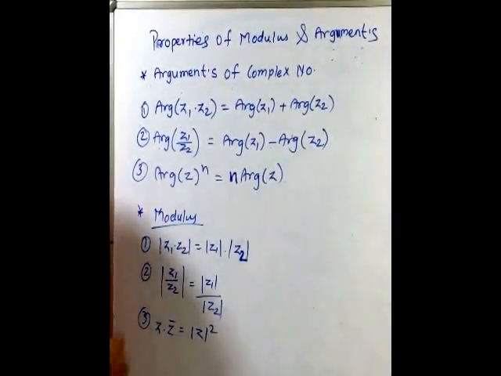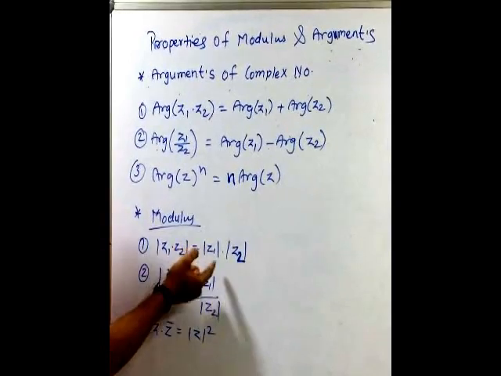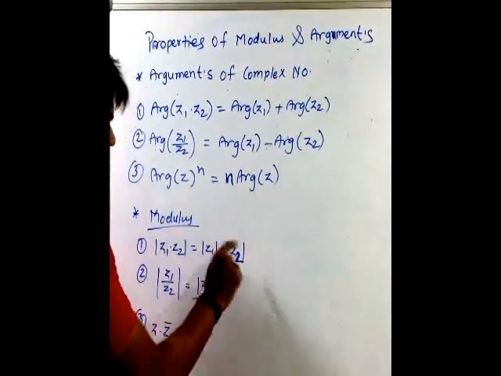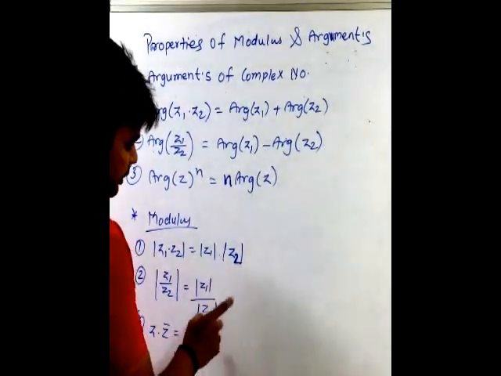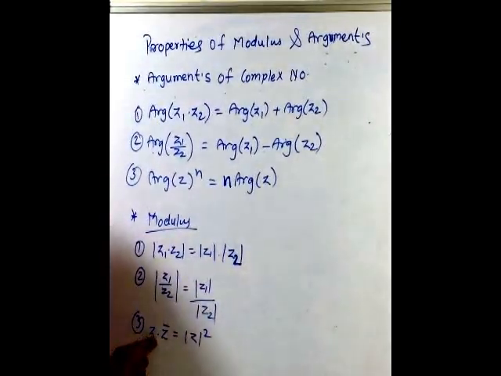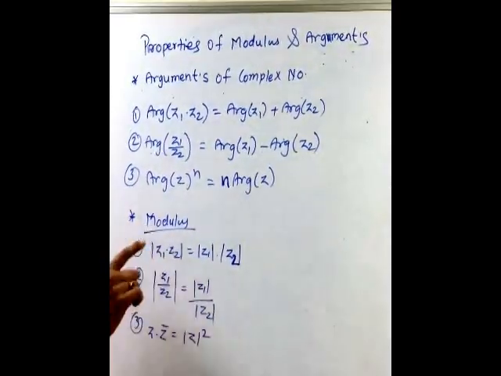What are the properties of modulus? z1 into z2 will become the modulus of z1 into the modulus of z2. z1 divided by z2 will become the modulus of z1 divided by the modulus of z2. z into z bar is equal to modulus of z squared.